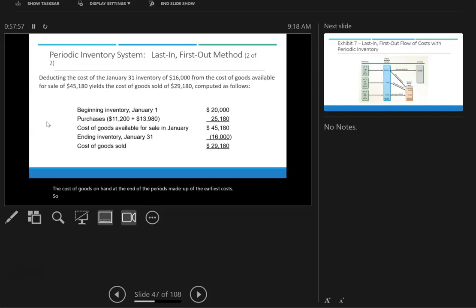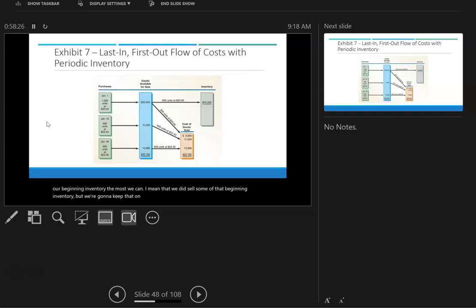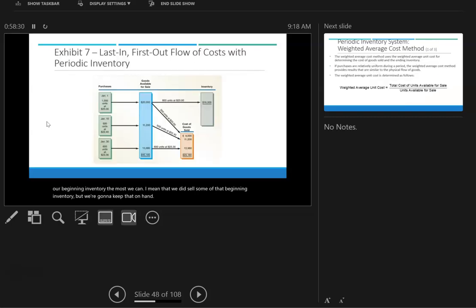So you see here, if you deduct the cost of the January 31st inventory of $16,000 from the cost of goods available for sale of the $45,180, it shows what our cost of goods sold is going to be. We're going to just keep our beginning inventory the most we can. I mean, we did sell some of that beginning inventory, but we're going to keep that on hand. This again shows you, when you're doing the LIFO method, how we account for ending inventory and how we account for cost of goods sold.